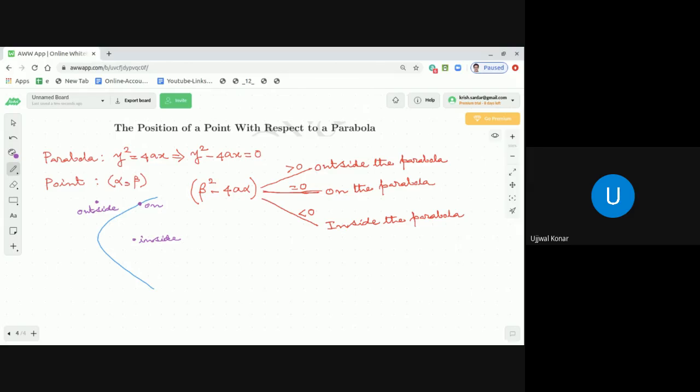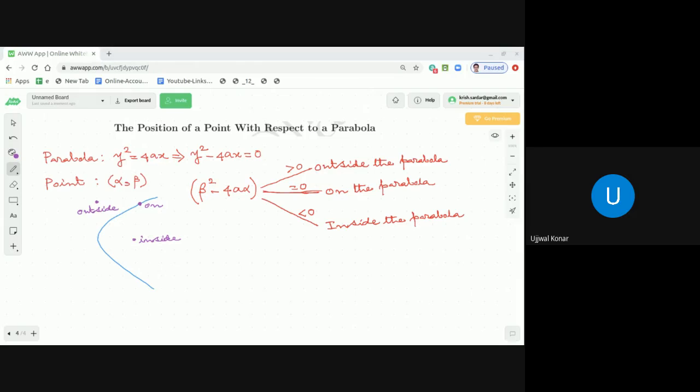So as I said in the beginning of this discussion, you do not have the visual representation of this parabola and the exact location of the point. All you are given is the equation of the parabola, that is y square equal to 4x, and the coordinates of the point, that is alpha comma beta. With these two pieces of information, we need to conclude whether the point is outside the parabola, on the parabola, or inside the parabola, and here it is, as I just explained to you, dear students.